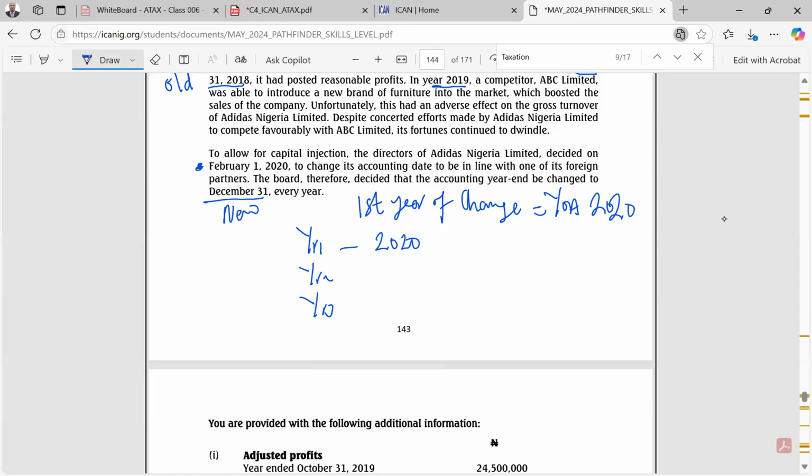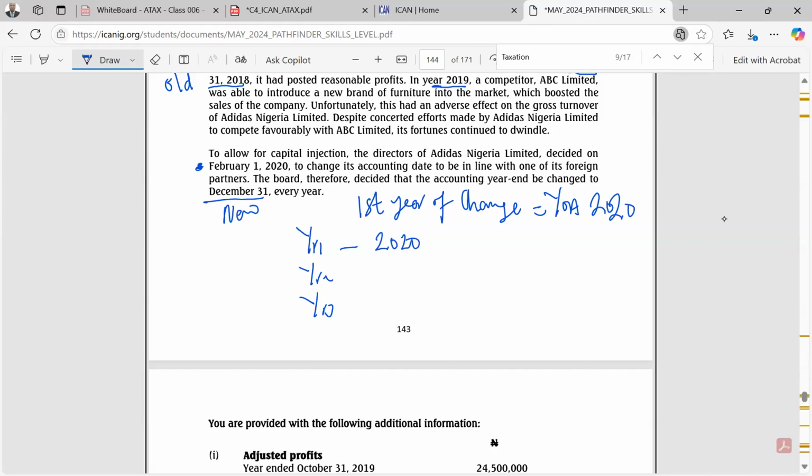That our accounting year will end on 31st December. So it means now that in this year 2020, they are going to implement the change. That's what they are saying. So it means that normally, in 2020, they are supposed to treat an account ending in October 31st, 2019.